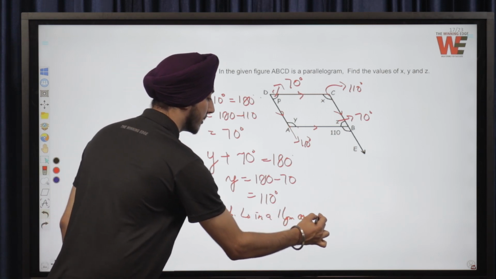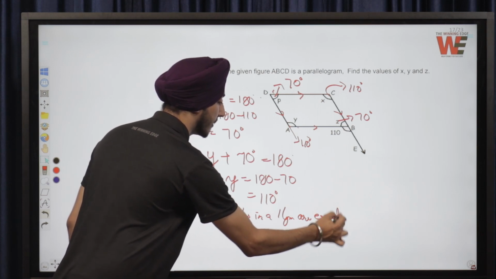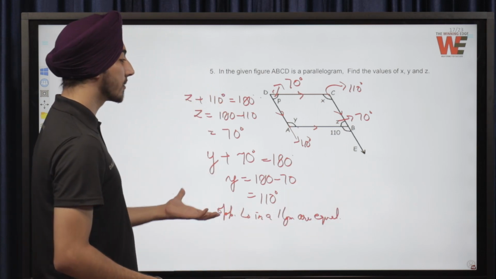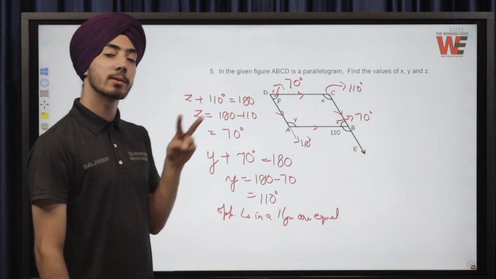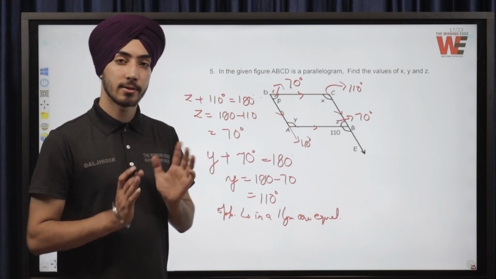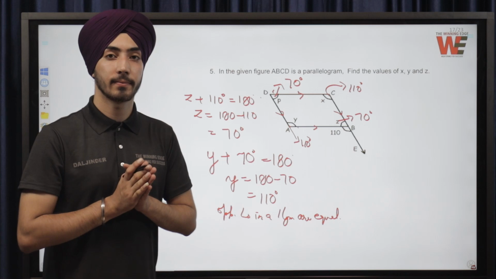I'm writing it short, but you have to write it down properly in words. Okay? I hope you have understood this question. Just two properties: adjacent angle sum is 180 and opposite angles are equal. That's all. Now let's move on to the next question.